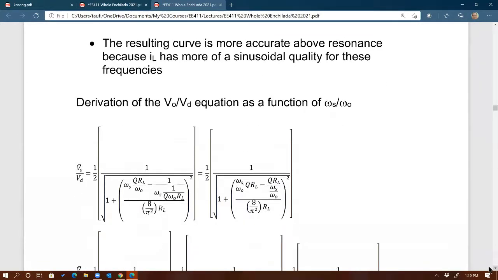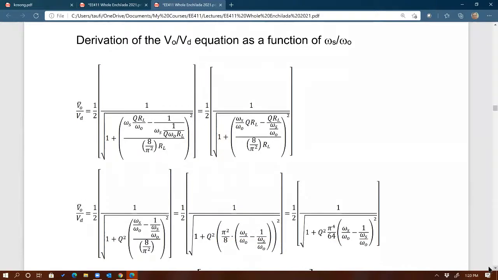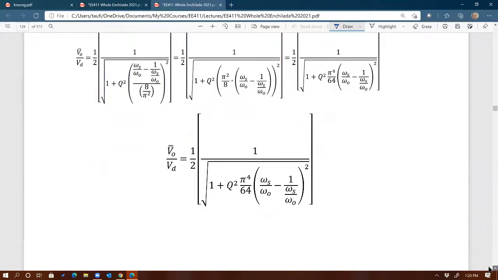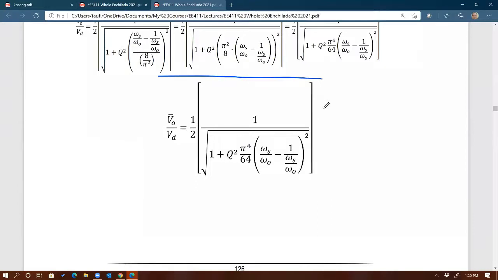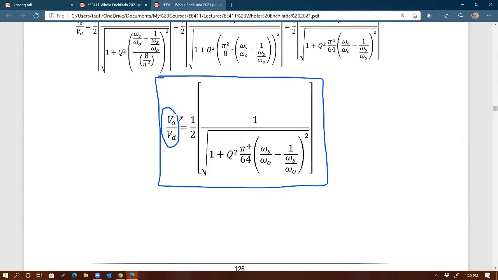And I can rewrite the previous equation for output voltage in terms of quality factor and the ratio of omega s to omega naught. You see that? That's what I'm trying to do here. At the end of the derivation, I have a new equation that you can also use to approximate output voltage. The ratio of output voltage to the input voltage is equal to 1/2 times the whole thing right there. But if you look at this equation, there's a Q now in it.